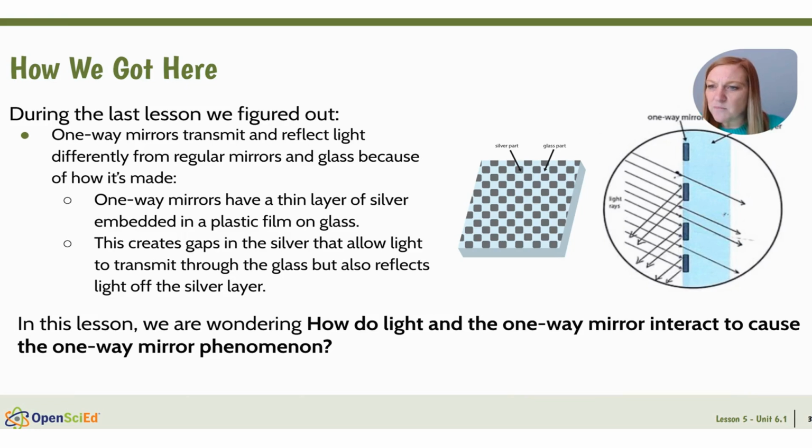In lesson 4, we figured out that one-way mirrors transmit and reflect light differently than regular mirrors and glass, and that's because of the way the one-way mirror is made. One-way mirrors have a thin layer of silver that's embedded in a plastic film on glass, and that creates gaps in the silver that allow light to transmit through the glass, but in the places where silver is located, that light will reflect off of it. So in this lesson, we're wondering, how do light and the one-way mirror interact to cause the one-way mirror phenomenon?